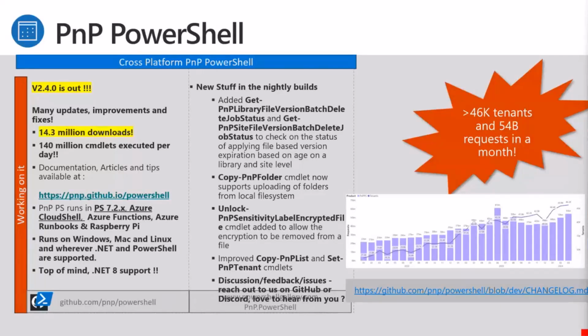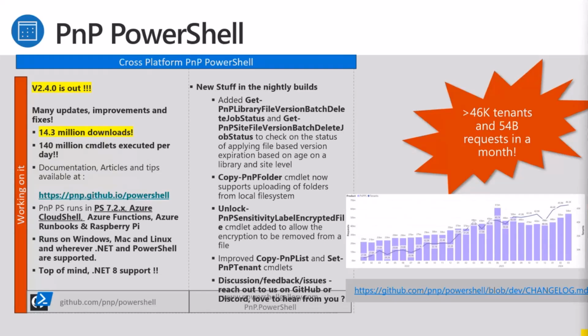So in the latest nightly builds, we added two new commands, get PNP library file version batch delete job, and the same we added for the site command as well. It basically checks the status of the file-based version expiration, and it's a part of the SharePoint Premium capability. Besides that, we also improved copy PNP folder.